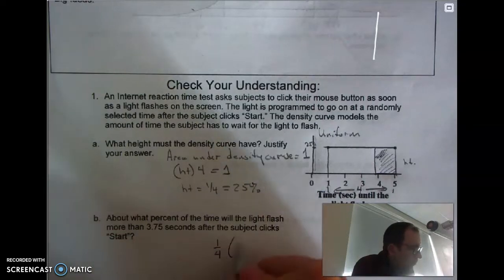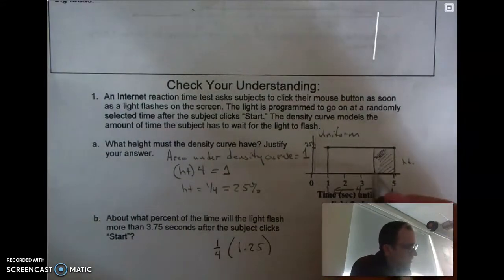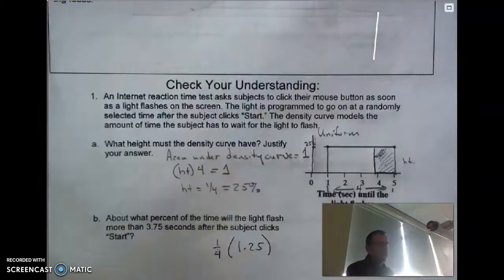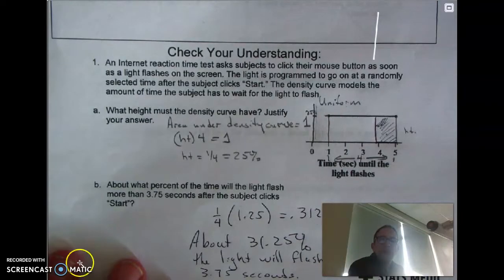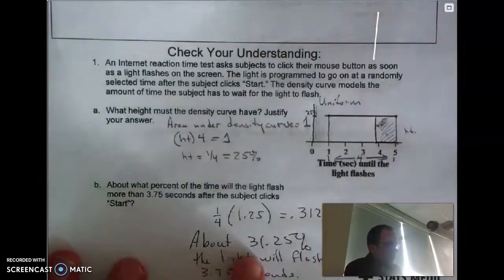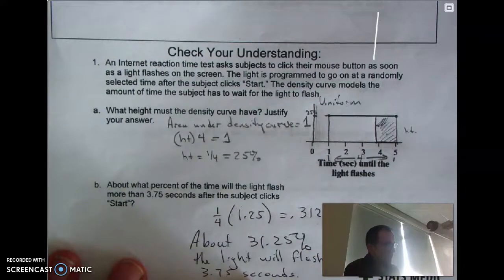of 1.25 seconds. So this distance times this distance will give us that area, which is the answer that we're looking for. So doing the math here, we see that about 31.25% of the time the light will flash more than 3.75 seconds.